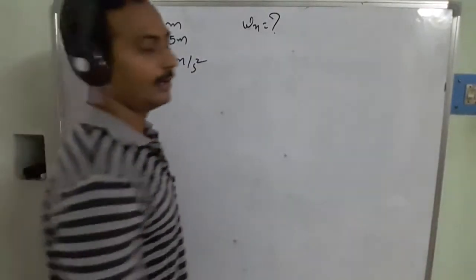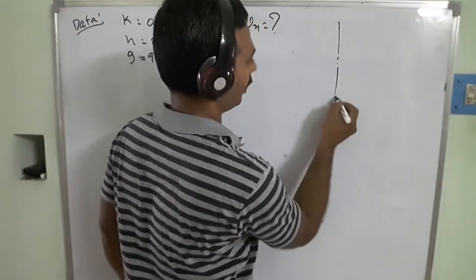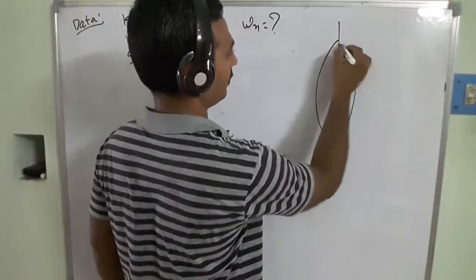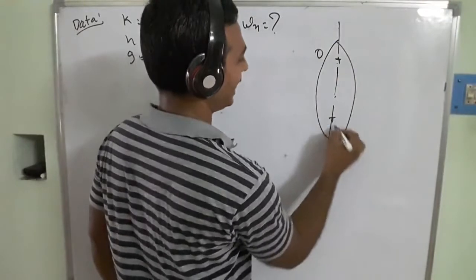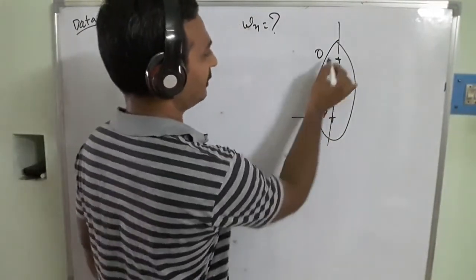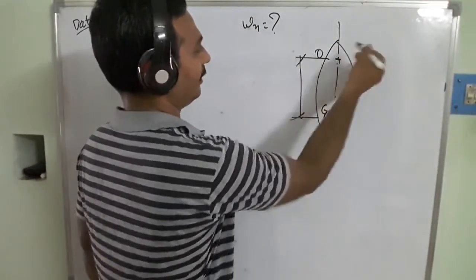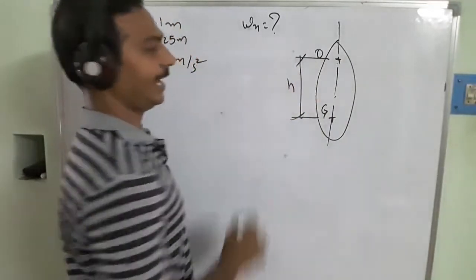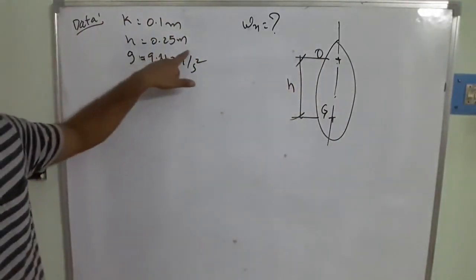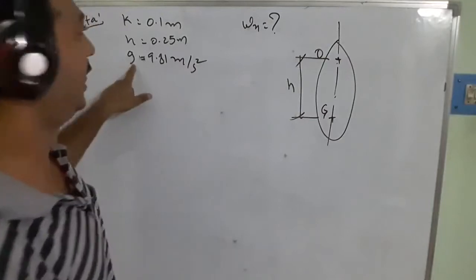From the given data, I am going to draw the compound pendulum. This is the point O and this is the point G. The distance between the center of mass and the point of suspension we are going to say is h. The h is equal to 0.25 meters. So then g has been provided.